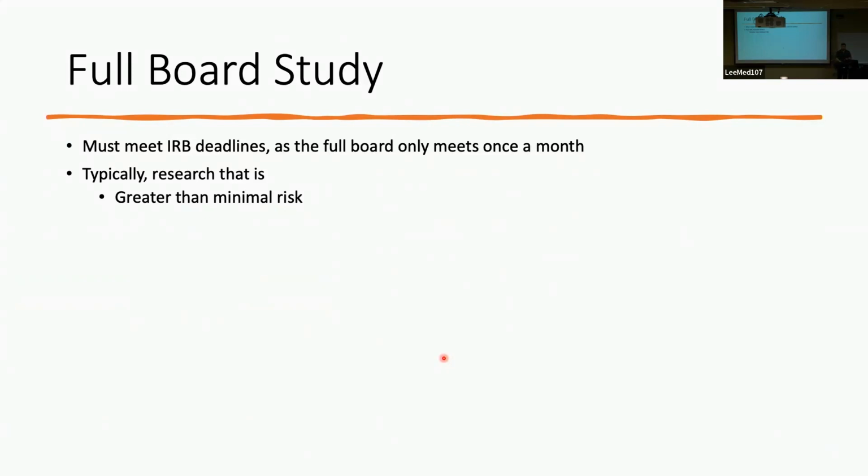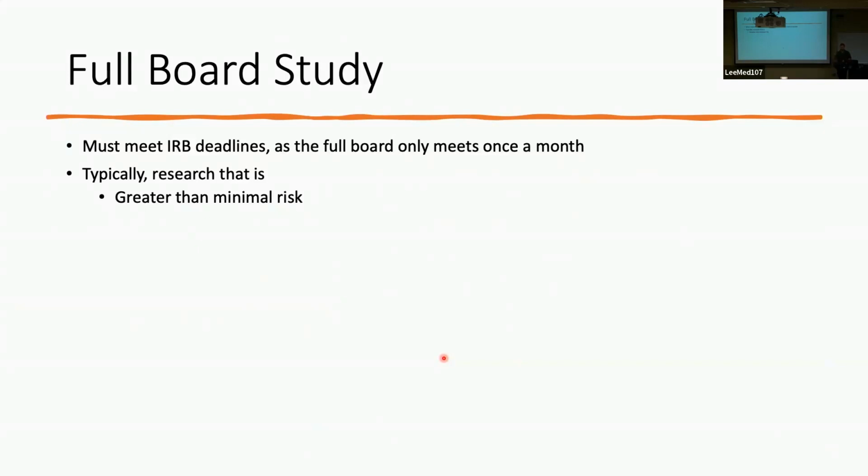A full board study has to meet IRB deadlines because the full board only meets once a month. So if you go online and look at our website, there will be deadlines for getting materials in. If you do not get your materials in by those deadlines, your project will not be able to be reviewed that month, and it'll be put on the docket for the next month. So already you have a whole month delay in getting your research approved. So work within those deadlines to make sure that your project is getting reviewed.